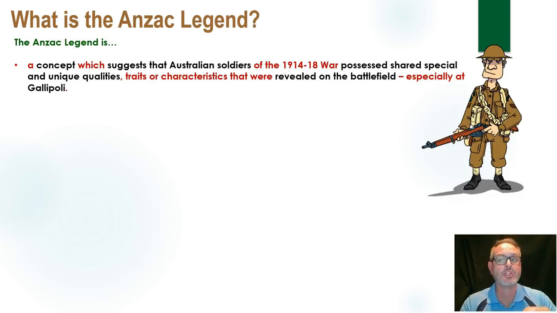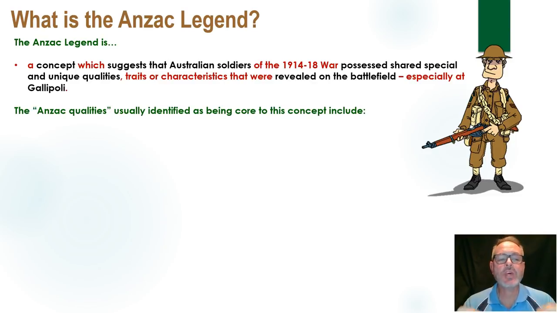And it argues that they had shared, special, unique qualities that other soldiers of other armies didn't have, and that those characteristics, those qualities, those traits were revealed on the battlefield, especially at Gallipoli. Not the Western Front, not Palestine, not on the home front. They were revealed at Gallipoli. The Anzac qualities are usually identified as the following five, count them, five within the Anzac Legend.